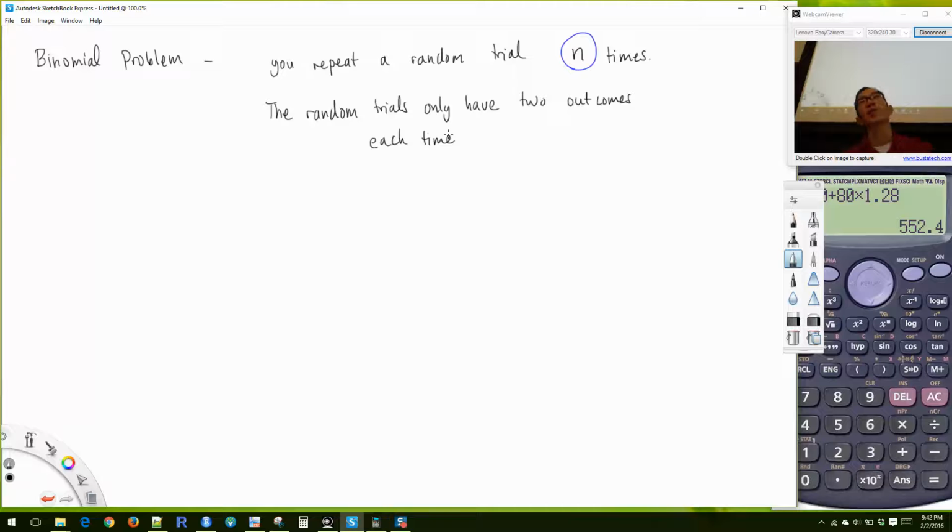So it could be the random trial is a person is selected at random, and there's only two possible outcomes, and we're going to say, is this person male or is this person female? Okay? One of these we label success, and one of these we label failure, okay? But it's not to say that one is good or bad, it's just they're arbitrarily labeled as such. So the random trials each only have two outcomes each time, arbitrarily labeled success and failure.